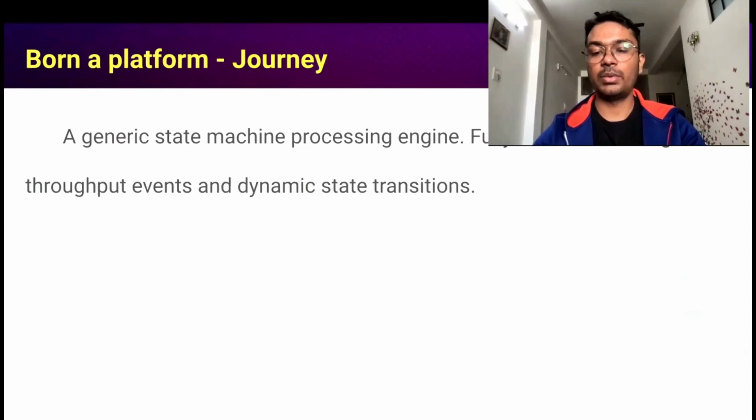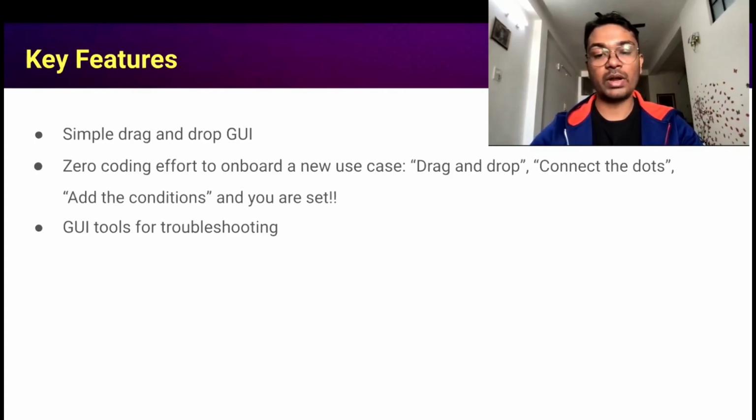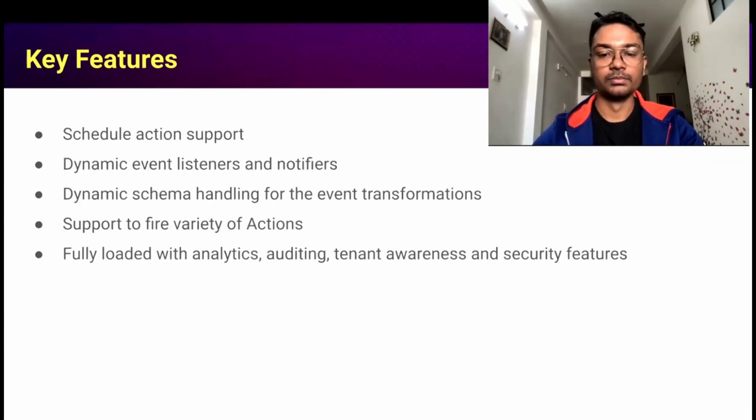So this is how we end up building a generic state machine processing engine, fully capable, scalable, with high throughput events and dynamic state transition, and we call this system the journey platform. It provides a very simple drag and drop interface where a user can define a workflow with zero coding effort, and it also provides tools for troubleshooting. We support scheduling of actions, and we listen to events from HTTP or Kafka, and we support event transformation. Multiple types of actions can be triggered from our platform, like HTTP, Kafka, or writing to HBase.